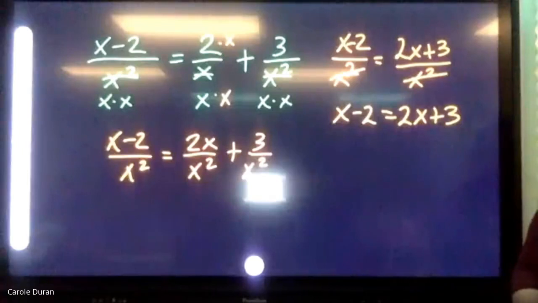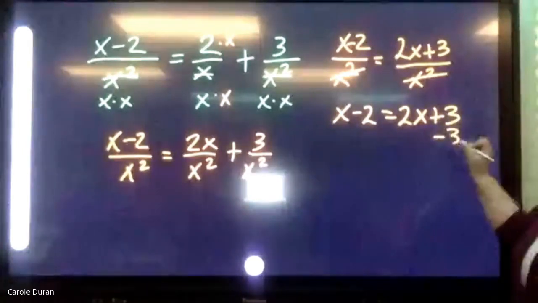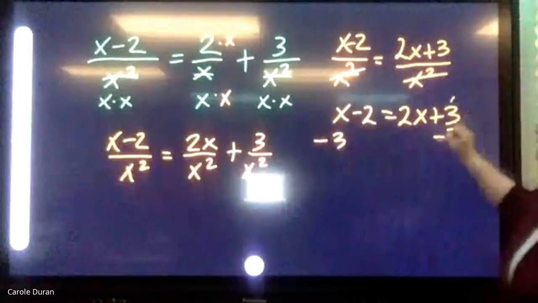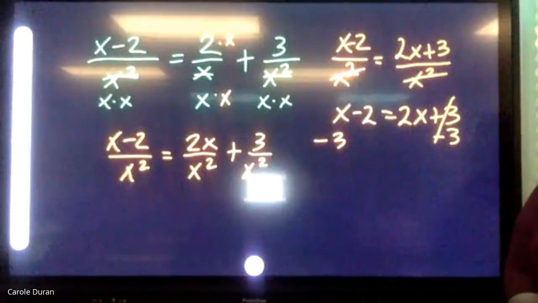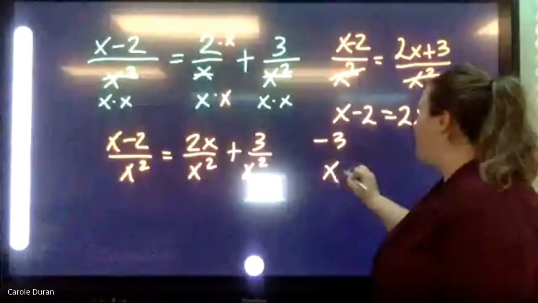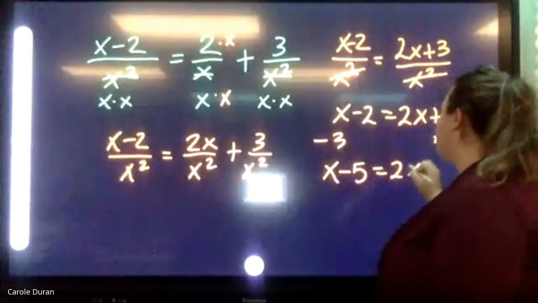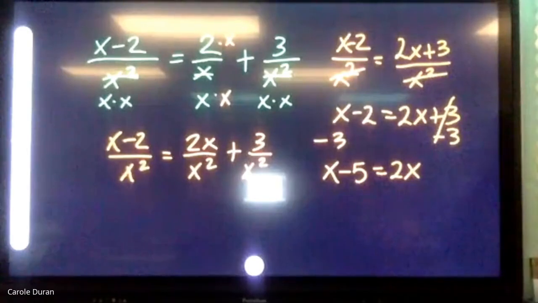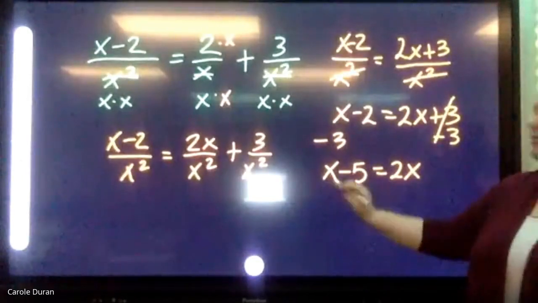Minus 3. Okay. Anything else I would move, or is that it? Okay, let's see what we have. When I subtract the 3, I now have x minus 5 equals 2x. What do I do now? How do I move the x? Subtraction. Okay, I'm moving this one, right? Yes.